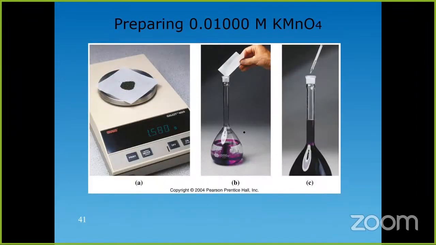So let's say you're trying to make a solution of 0.01000 M potassium permanganate, all right? And there's a piece of glassware that is used, which if you were in my lab, you were introduced to it last week. It's called a volumetric flask, right? And this glassware is very accurately made. And as a result, it's very expensive, all right?